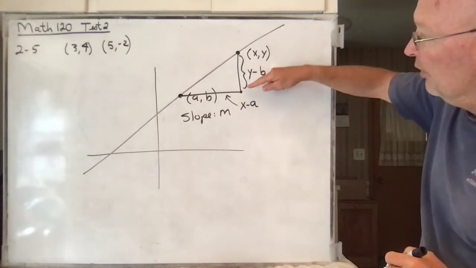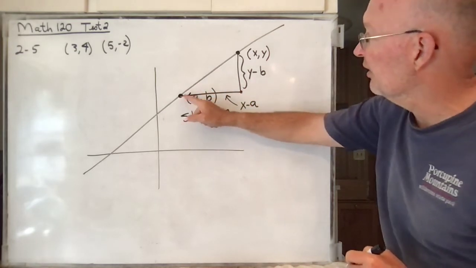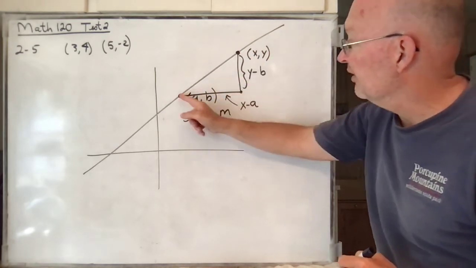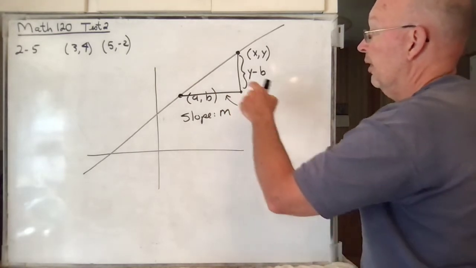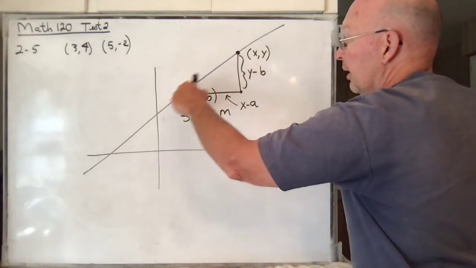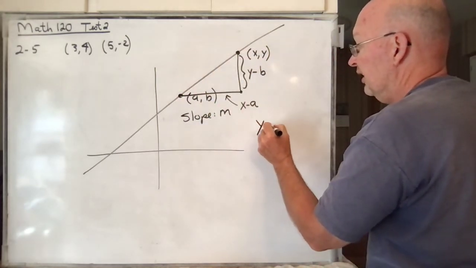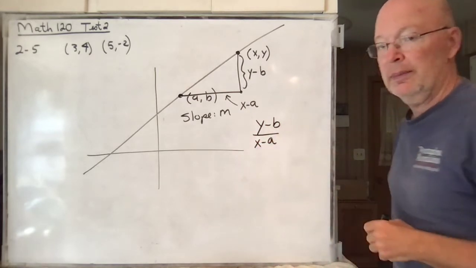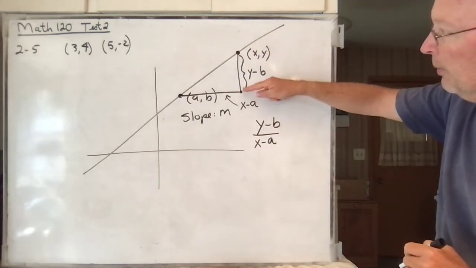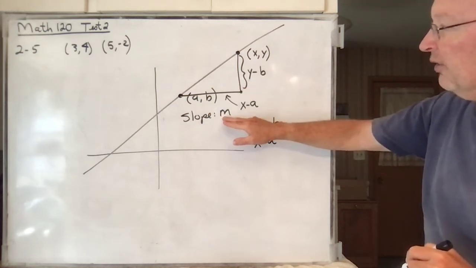Okay, agreed? So from here to here is y minus b. From here to here is x minus a. And so the slope of the segment between these 2 points is going to be y minus b over x minus a. Agreed? That's the slope, y minus b over x minus a. And we're told that that slope has got to be m.